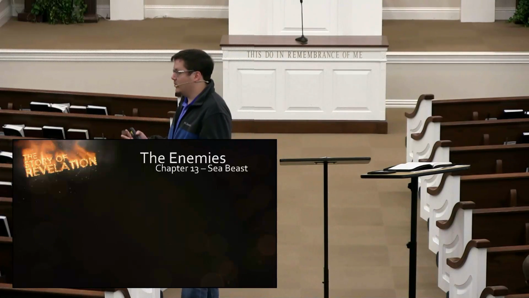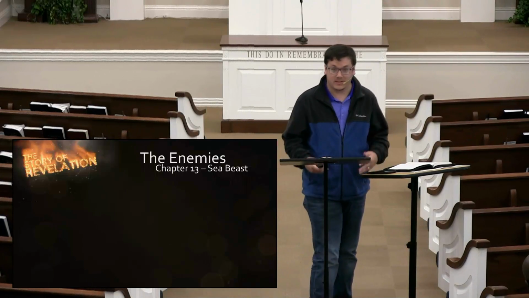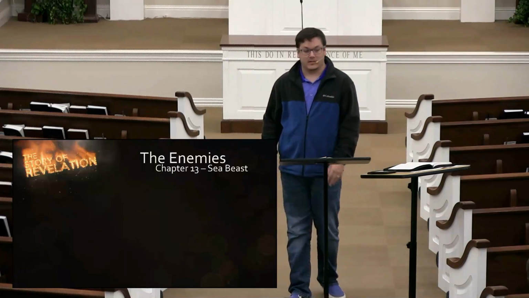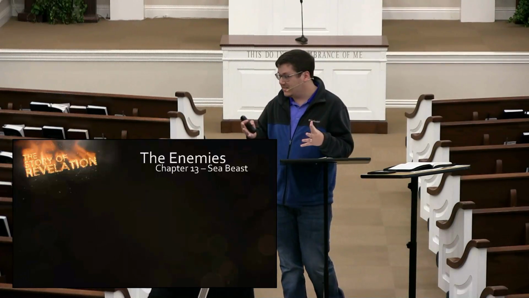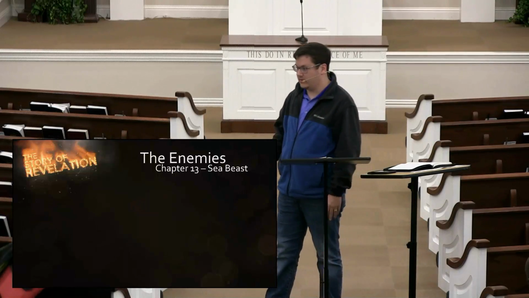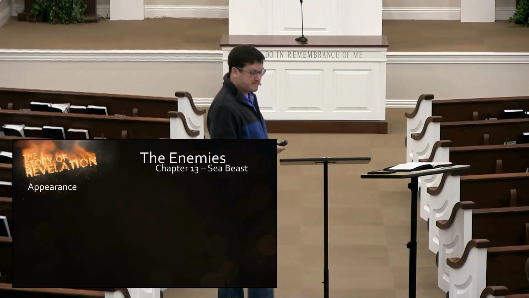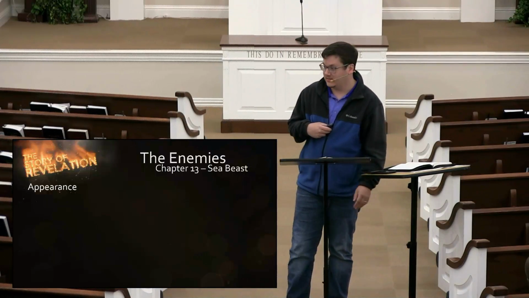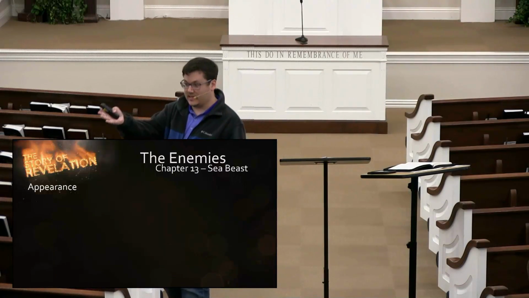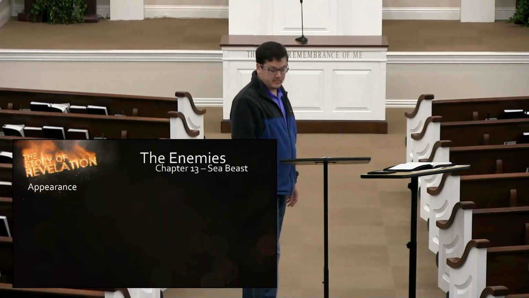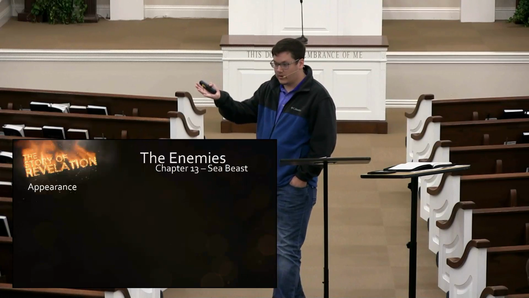So this scene opens up with the dragon, Satan, standing next to the sea, and out of the sea comes this beast. So let's describe real quick, as we've been doing with the past visions, what John sees, the appearance of this beast. Go ahead and describe it. Throw some things out. Okay, 7 heads, 10 horns. The horns have diadems on them. It's like a leopard, feet like a bear, I heard.